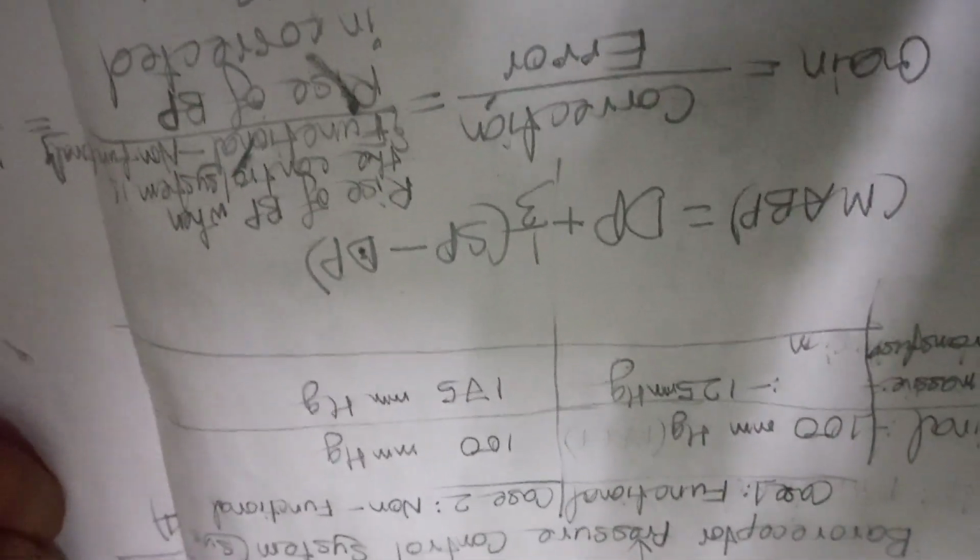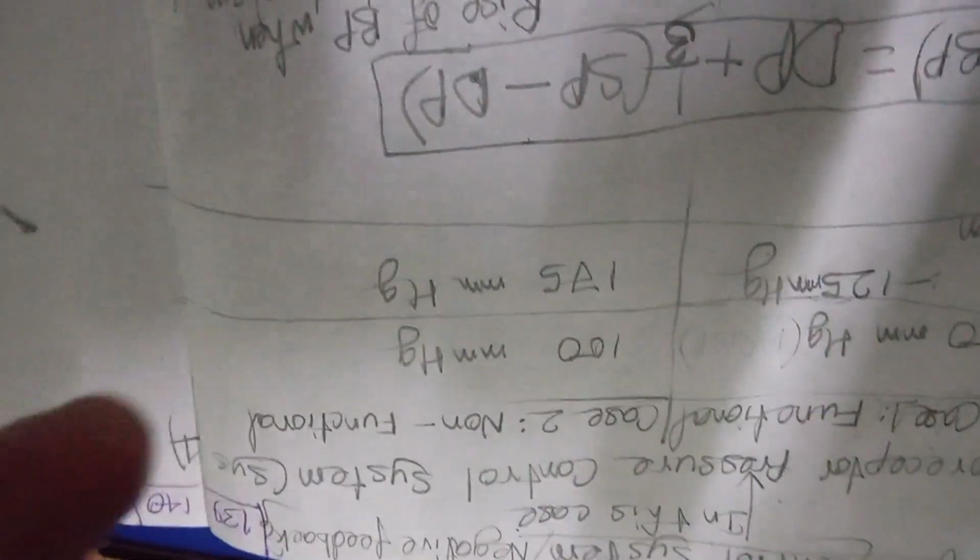What is mean arterial blood pressure? Mean arterial blood pressure equals diastolic blood pressure plus one third of systolic blood pressure minus diastolic blood pressure. I will tell you later about diastolic and systolic blood pressure. For the time being, remember the formula.